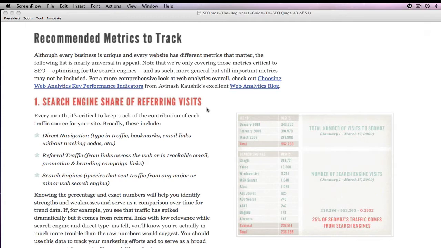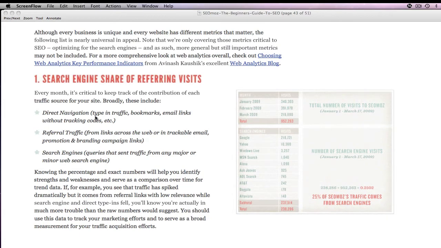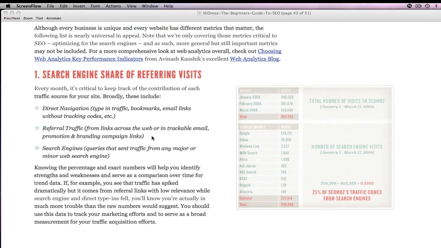of referring visits. So there are 3 different ways that you get visits to your website. First one is by direct navigation. That is, people typing your URL into the address bar and coming directly to your site. The second one is referral traffic. So these are links from other websites, trackable emails, promotion, branding campaigns, that sort of thing. That's the second way that traffic comes to your site. And then the third way that traffic comes to your site is from search engine results pages. In other words, somebody types in the search box of a search engine and your website shows up in the search results on the organic side.